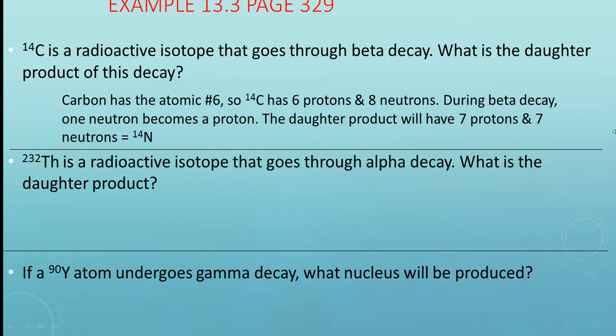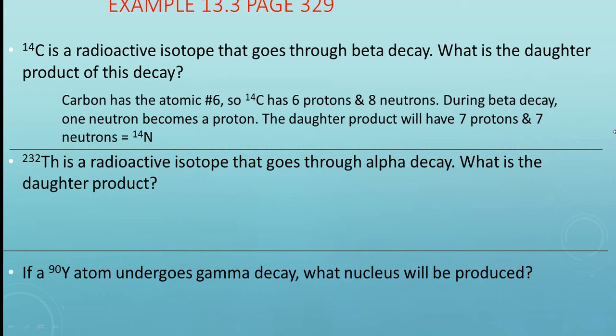Carbon has the atomic number 6. You find that on your chart. So carbon-14 has 6 protons and 8 neutrons. During beta decay, 1 neutron becomes a proton. So the daughter product will have 7 protons and 7 neutrons, which becomes a new atom called nitrogen. Nitrogen-14. How about that? Not too bad, huh? Not too difficult. All right.